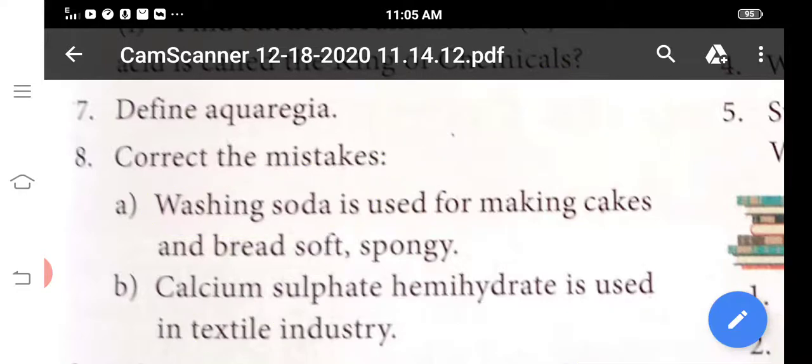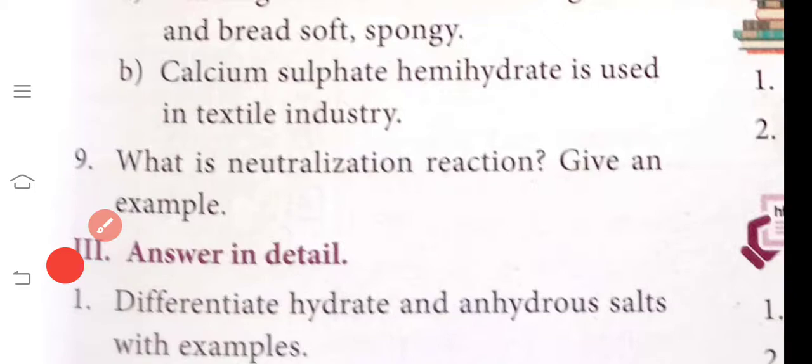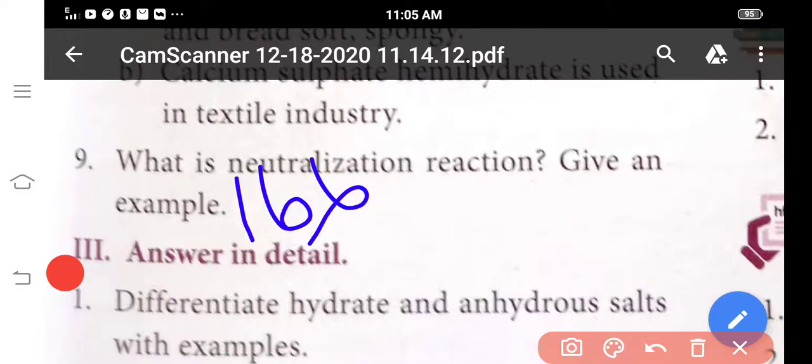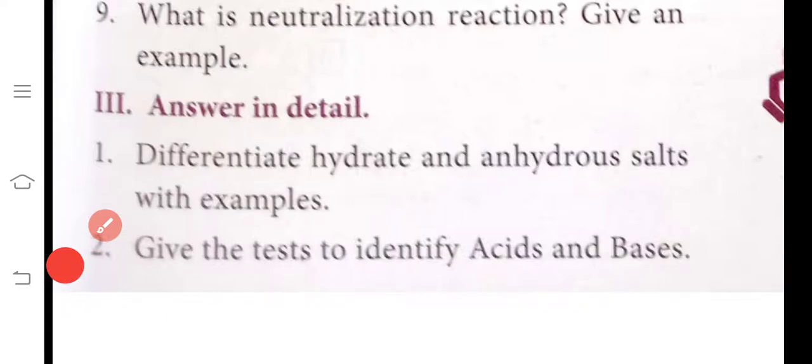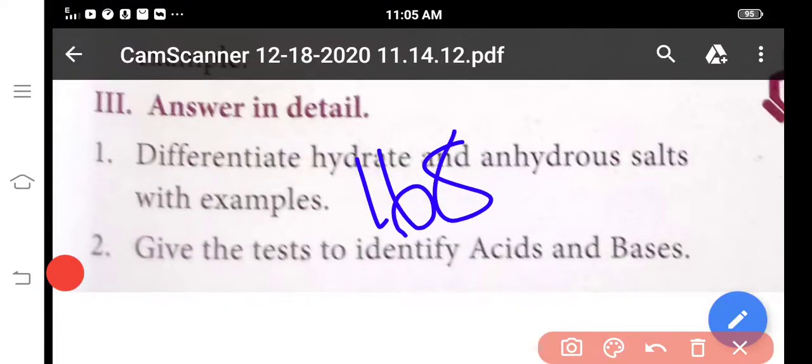Okay. Next one. What is a neutralization reaction? Give an example. Page number 166. You see the page number 166, there is the neutralization reaction. Okay. Then next one. Differentiate hydrated and anhydrous salts with examples. Page number 168. You see there are hydrated salts and anhydrous salts. You write what is meant by hydrated salts and what is meant by anhydrous salts. You give one example. That's all. Okay. You see the page number 168.